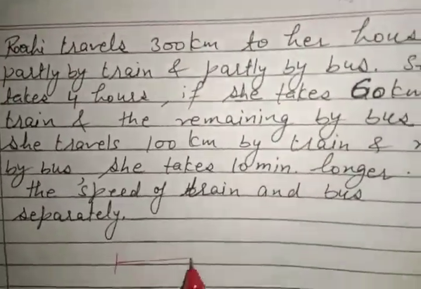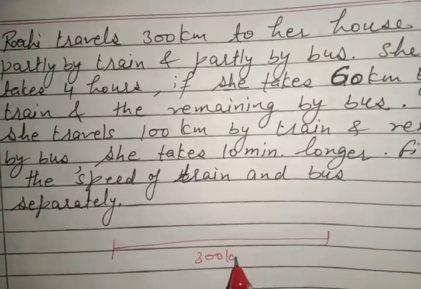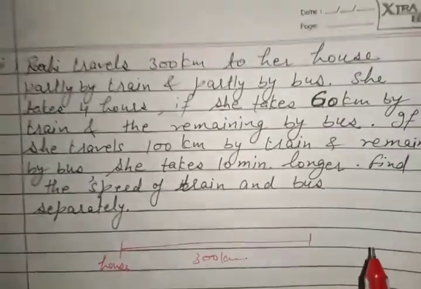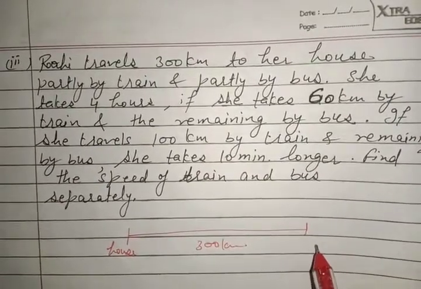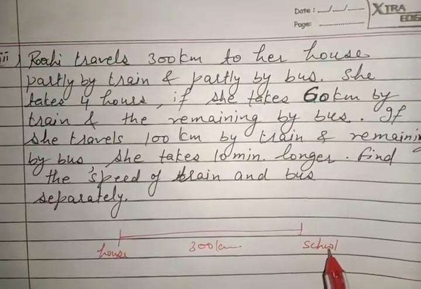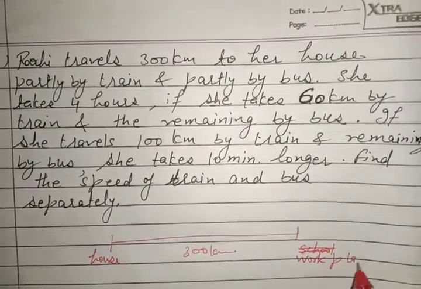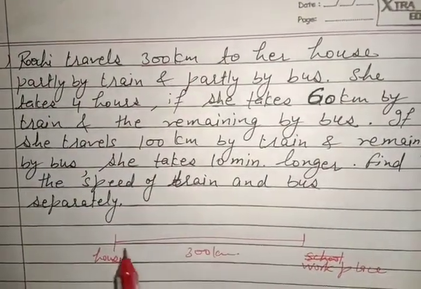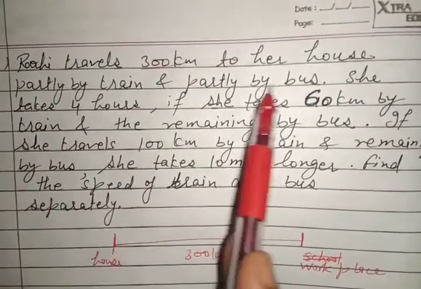Ruhi travels 300 kilometers. Okay, first we will make the flow chart of this. Ruhi travels 300 kilometers from her house. This is her house. From her house to, maybe, a workplace we can write here. From her house to the workplace, Ruhi travels 300 kilometers. The total distance from here to here is 300 kilometers, partly by train and partly by bus.